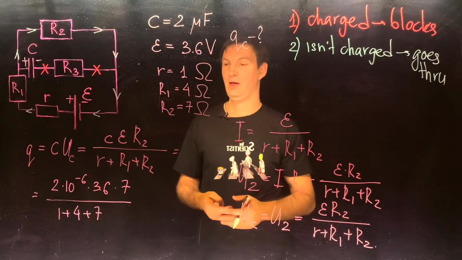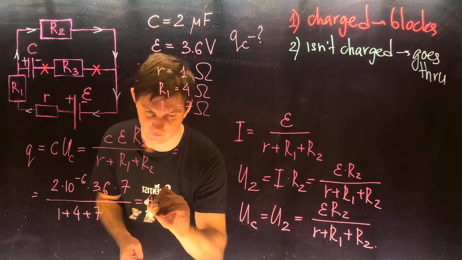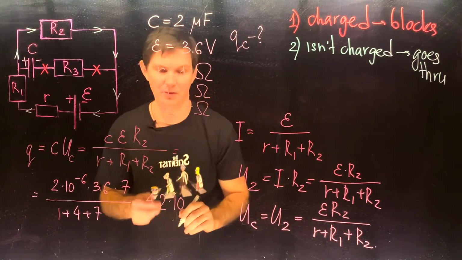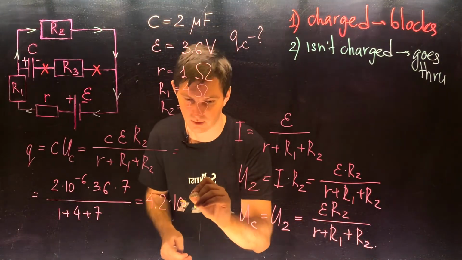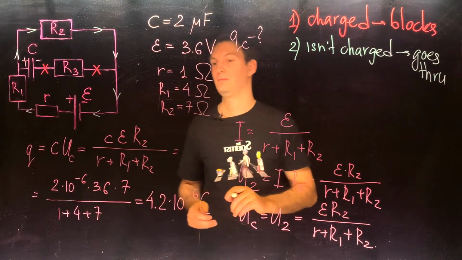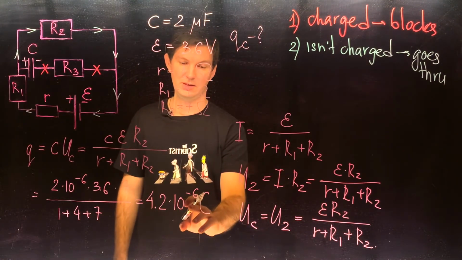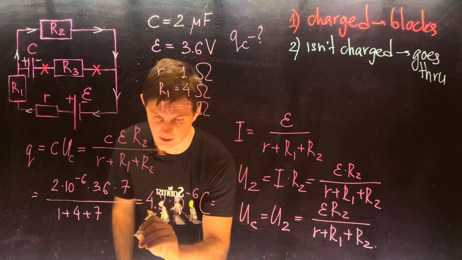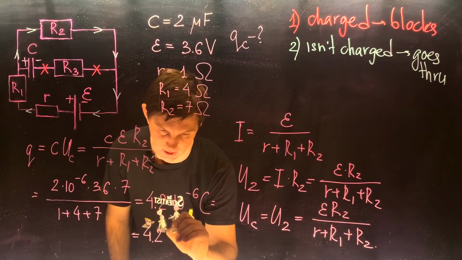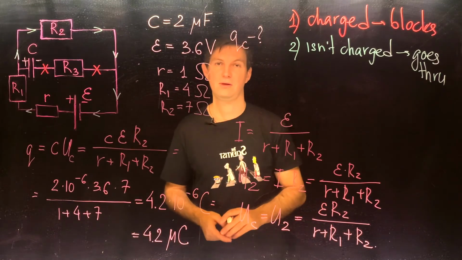So lucky for you, I have calculated, and the answer is 4.2 times 10 to the power of minus 6 coulombs. The charge is in coulombs. Minus 6 is micro, so it is 4.2 microcoulombs. So this is the answer. Congratulations.